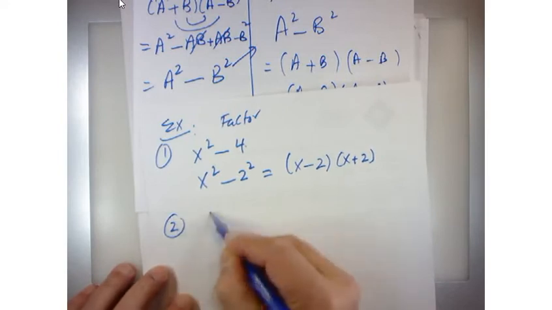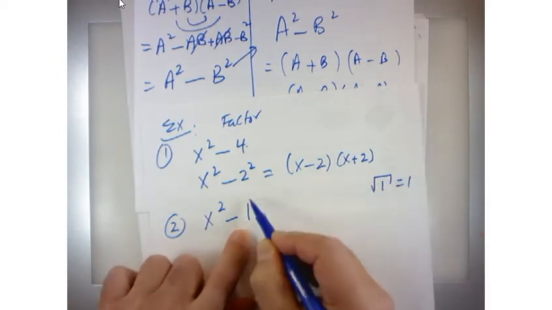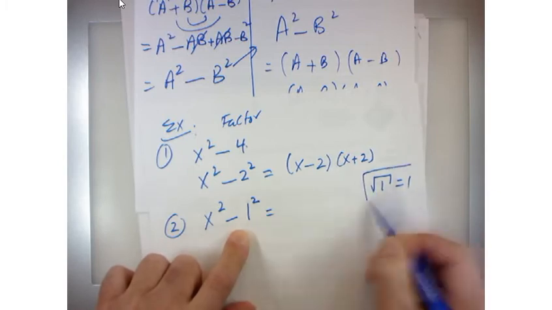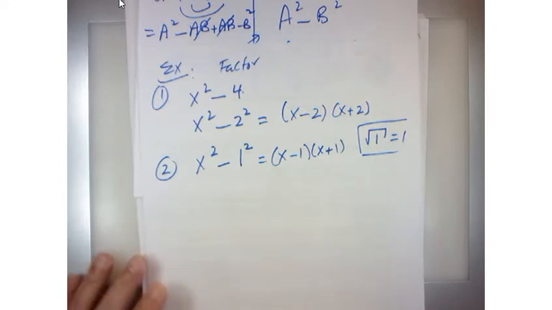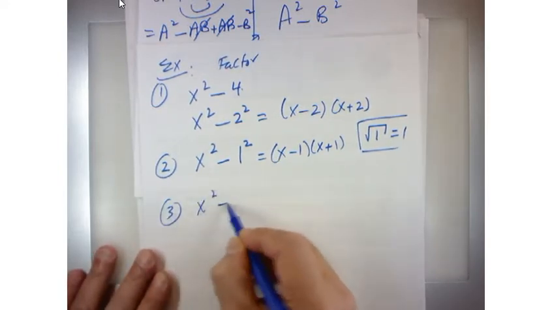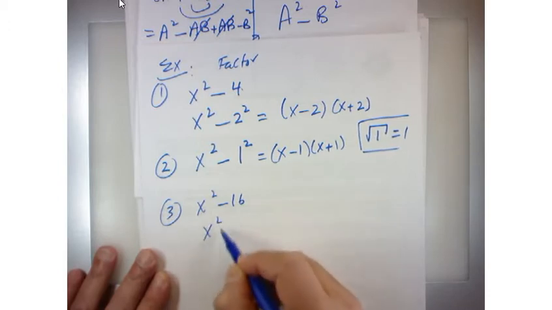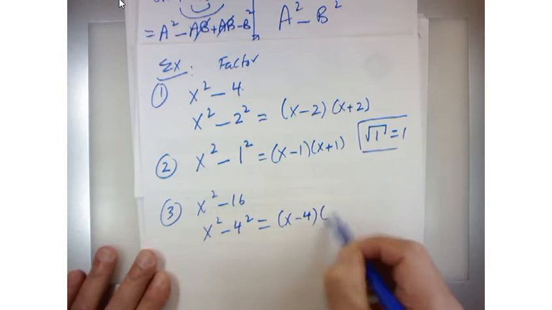If you do x squared minus 1, we know that the square root of 1 is 1, so 1 is 1 squared, so it's x minus 1, x plus 1. You can write 1 to any power you want, because it would still be a 1. X squared minus 16, remember 16 is 4 squared, so it's x minus 4, x plus 4.